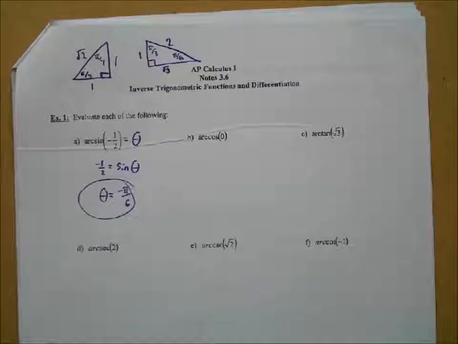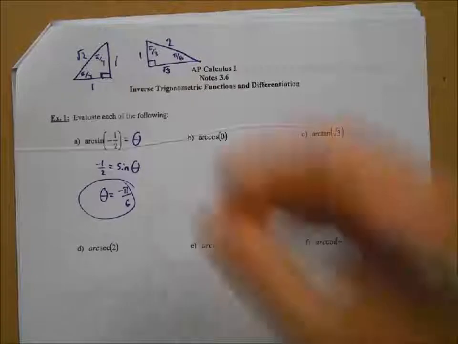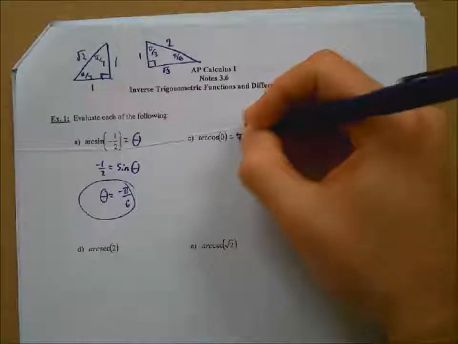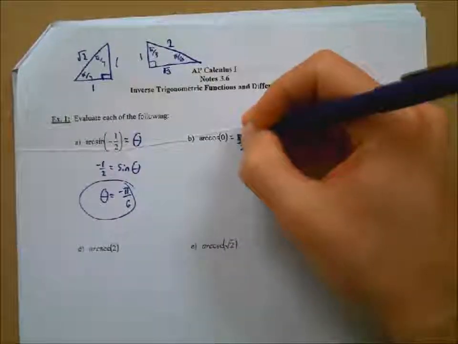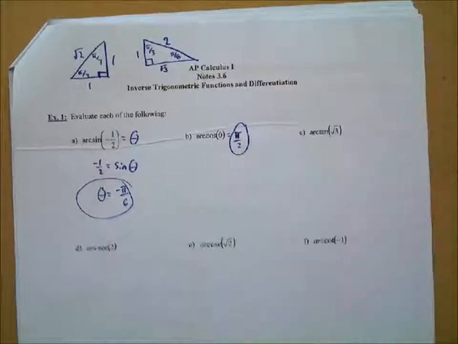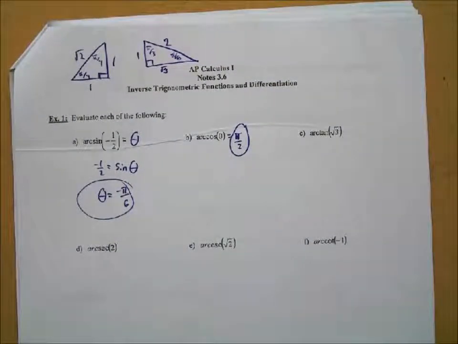How about letter B? Arc cosine of 0. So in other words, cosine of what gives us 0? Well, pi over 2, pi halves, exactly right. Pi over 2. Very good. How about the arctangent of root 3? Or in other words, tangent of what gives us root 3?